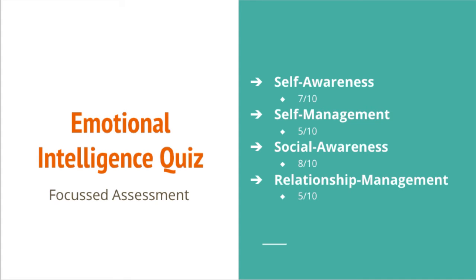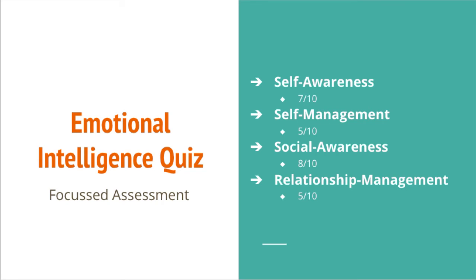Well, the core of emotional intelligence is self-awareness, and this was one of my highest scores at 7 out of 10. So based on these results, accurate or not, this says a lot about my emotional intelligence. And this self-awareness is comprised of 3 competencies, including emotional self-awareness, accurate self-assessment, and self-confidence.